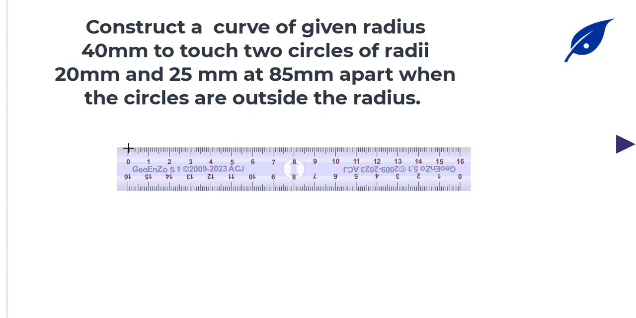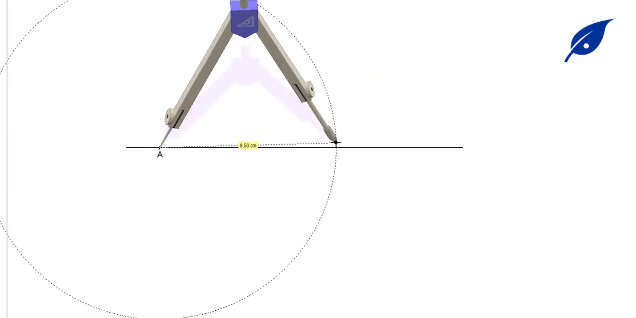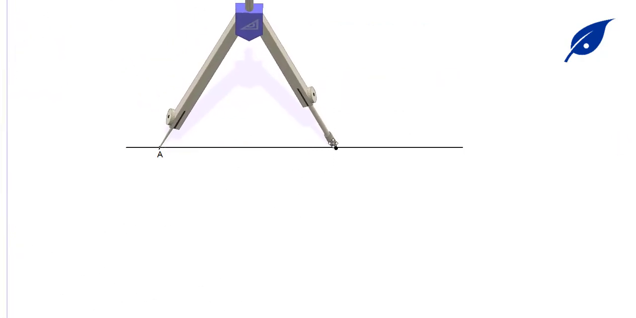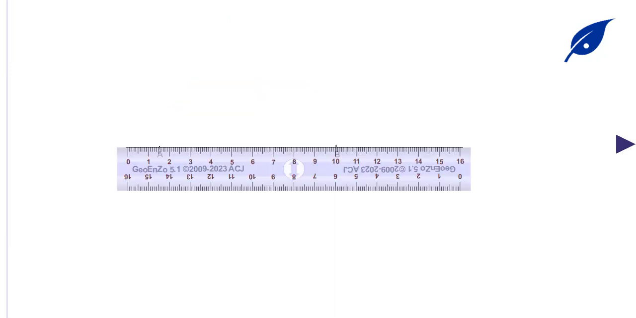In this video we shall consider tangency, in which we are going to construct a curve of a given radius 40 mm to touch two circles of radii 20 mm and 25 mm at 80 mm apart when the circles are outside the radius. So at this point we draw a horizontal line and mark a point A and get the distance between the two circles, which is 85, at the points A and B.